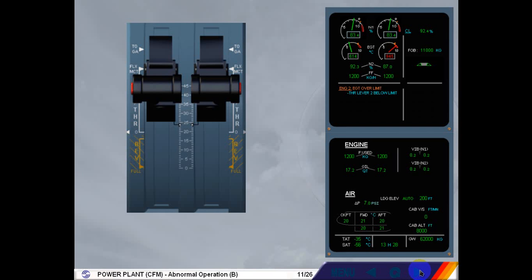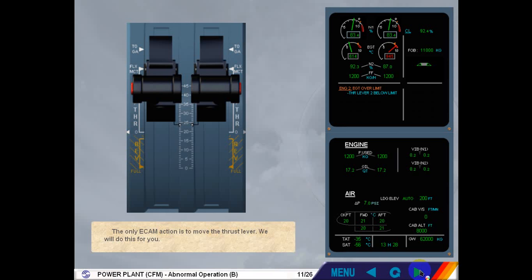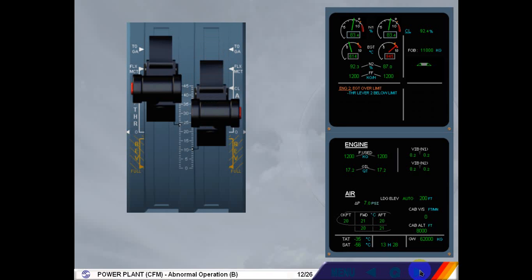The only ECAM action is to move the thrust lever. We will do this for you. The EGT engine 2 value indication changes from red to green. ECAM actions completed.